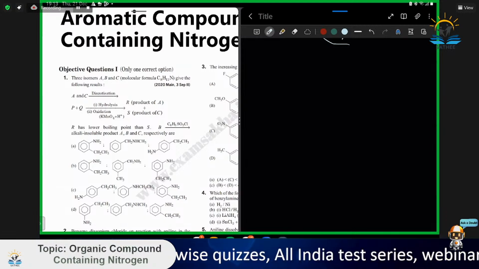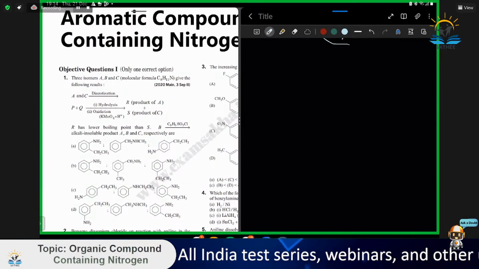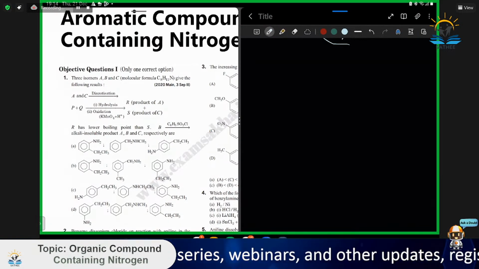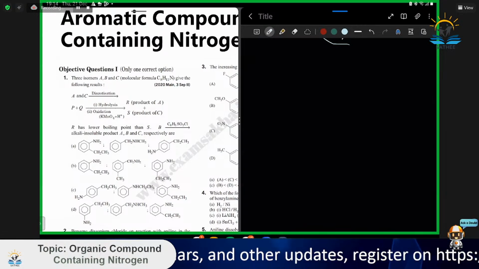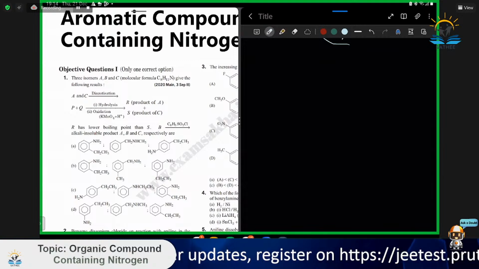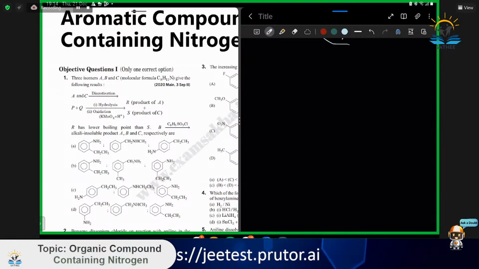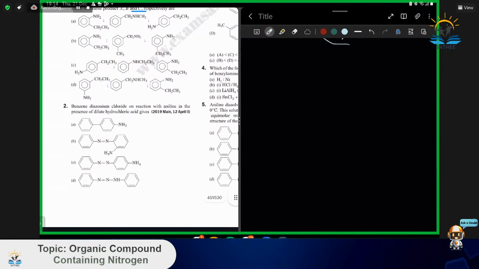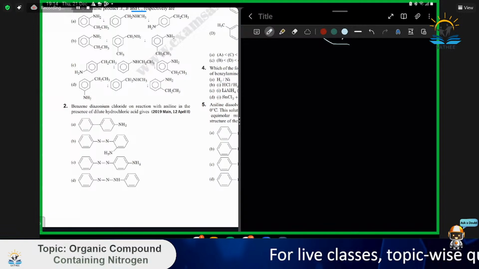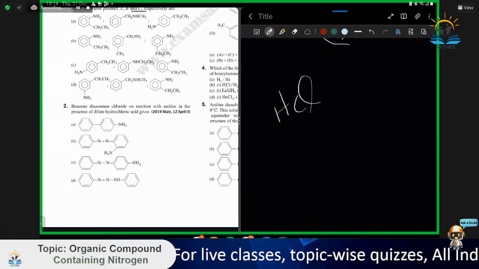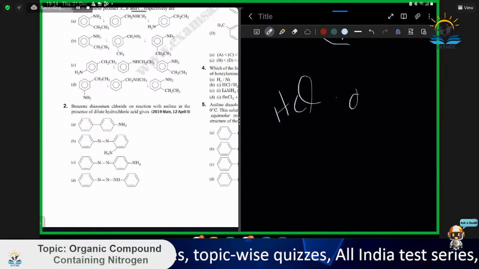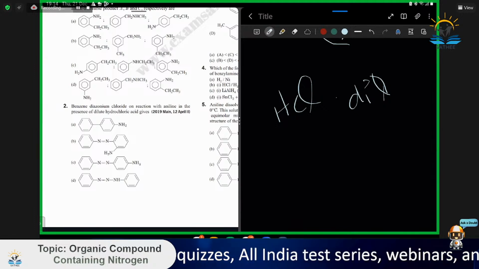Diazotization reaction gives R, P plus Q. Wait, what is this? Question is not so clear. P plus Q on hydrolysis, okay, let's skip that question. Benzene diazonium chloride on reaction with aniline in the presence of dilute hydrochloric acid gives your coupling reaction. The medium for the coupling reaction is dilute HCl. So option C.